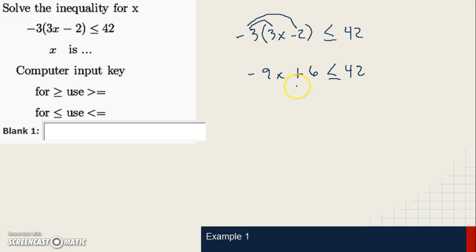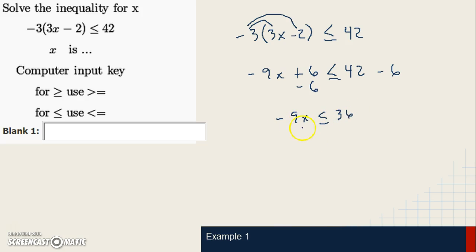What's the inverse of addition? Subtraction. So I'm going to subtract 6 because that's what I want to eliminate. Make sure I do it to both sides of the inequality. I'm left with negative 9x is less than or equal to 42 minus 6 is 36.